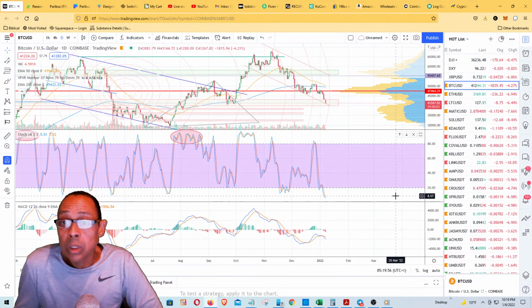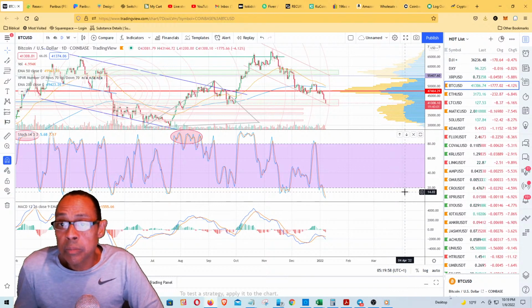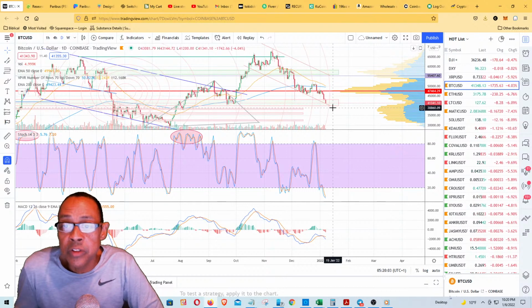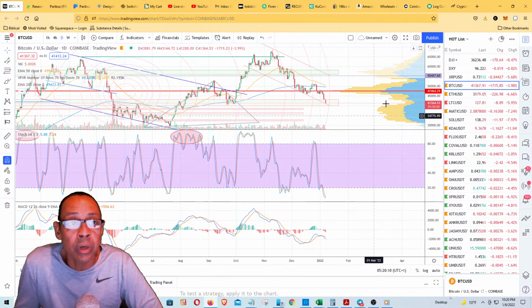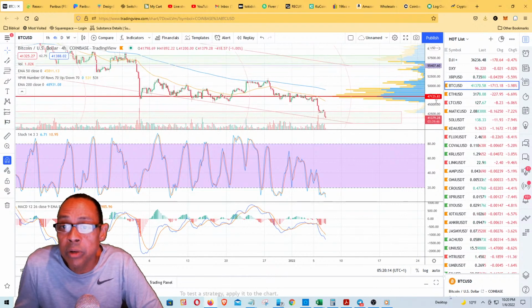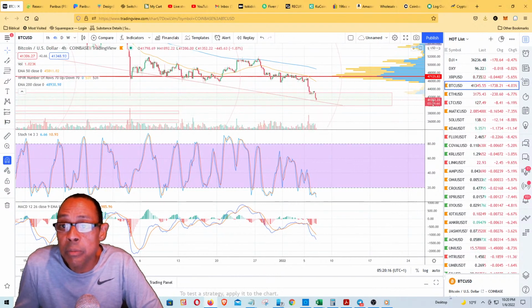Okay, so right now, the possibilities for what could happen would be that we bounce at the bottom of this downward sloping line. And if we do not bounce right now, we're going to test the bottom of this support and resistance zone. So let's go back to the 4-hour chart. Let's blow this up here. We can see it a little bit better.